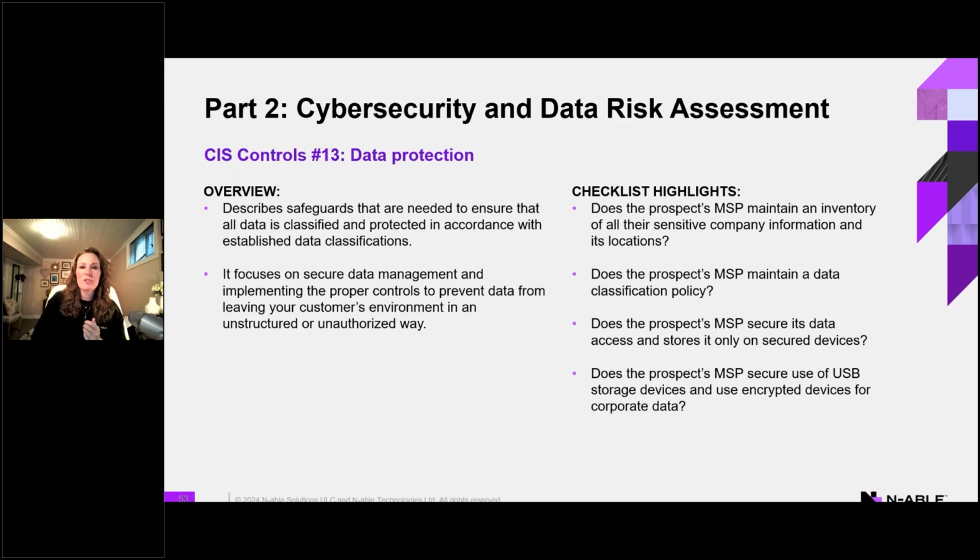Looking at control number 13, data protection. There's 9 sections to this particular control, but at a high level, number 13 really describes the safeguards that are needed to ensure that all the data is classified and protected in accordance with established data classifications. So this is basically focusing on secure data management and implementing the proper controls that are needed to prevent data from leaving your prospect's environment in an unstructured or unauthorized way.